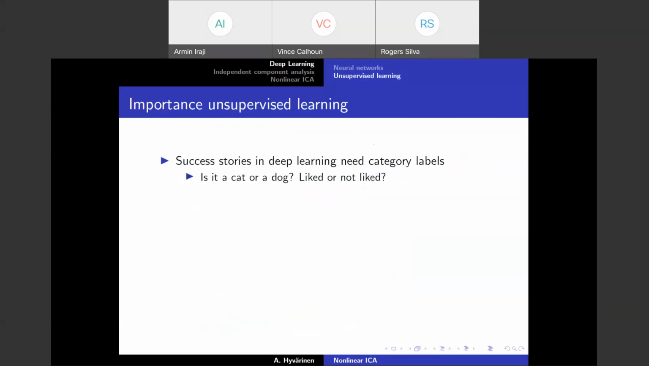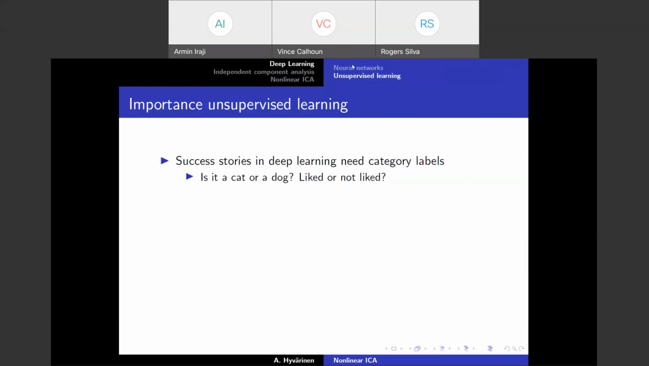Next slide, please. Okay, but what I'm going to talk about here is really unsupervised learning. The typical success stories of deep learning need category labels. So basically you need input and output. If you have an input that is a photograph, then you need to know whether the output is a cat or a dog or whatever the category is, or whether some object is liked or not liked by a person.